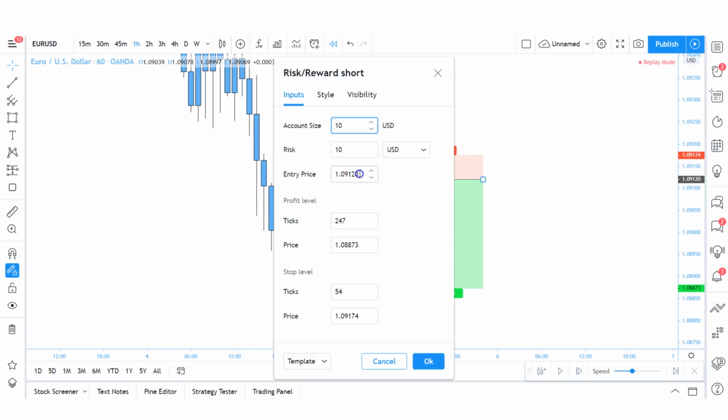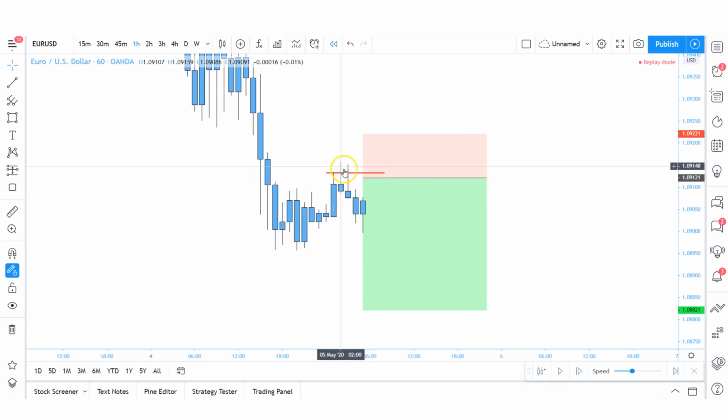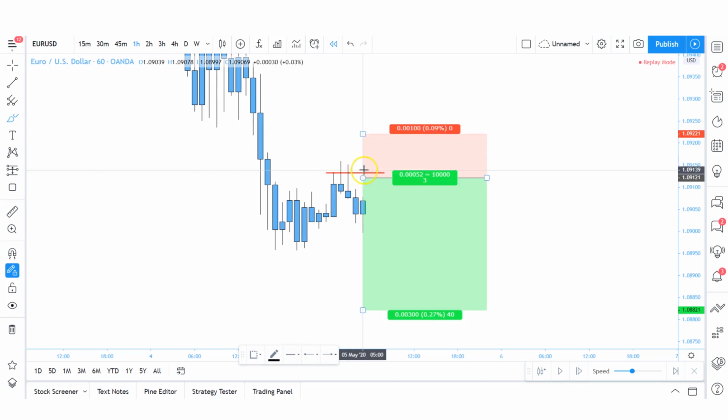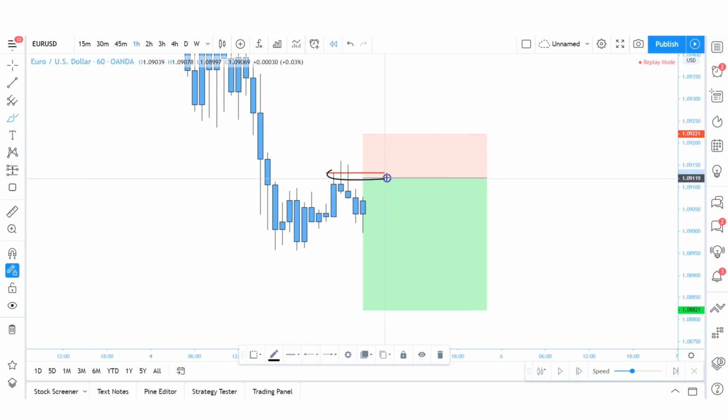So I entered this market at 09121, almost bang on there. There you go. And I use a 10 pip stop loss and a 30 pip target, 1 to 3. So as you can see here, my entry was in and around the same area that I joined the wicks together. Now it doesn't need to be perfect, but obviously what I want to make sure is that I give myself the highest probable chance of being filled.